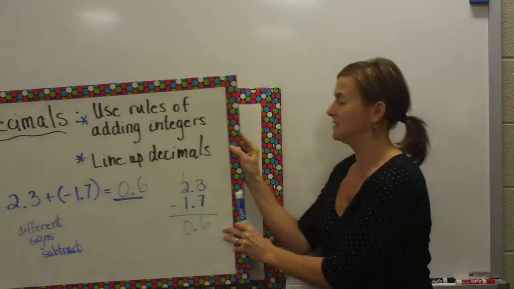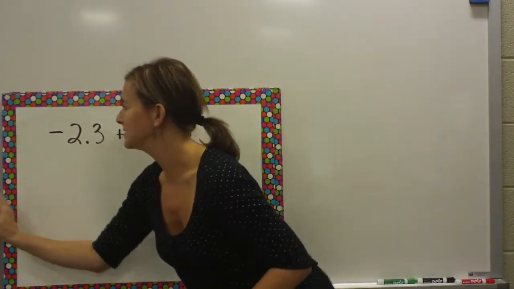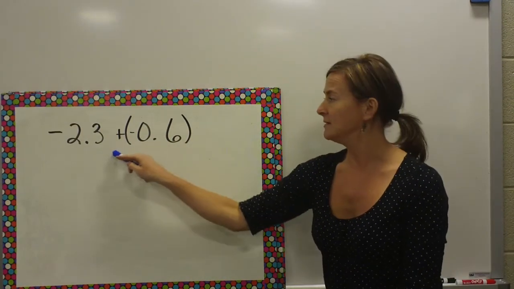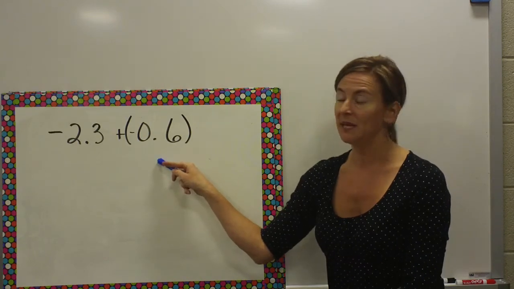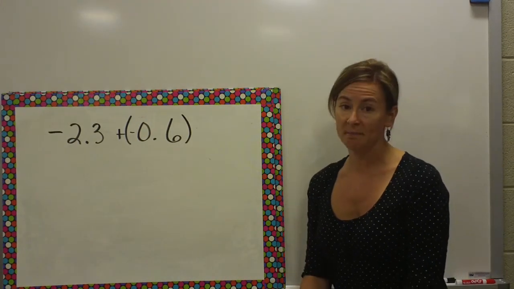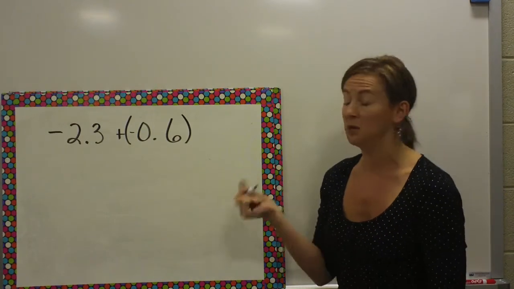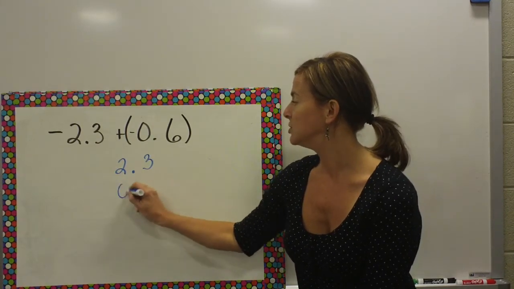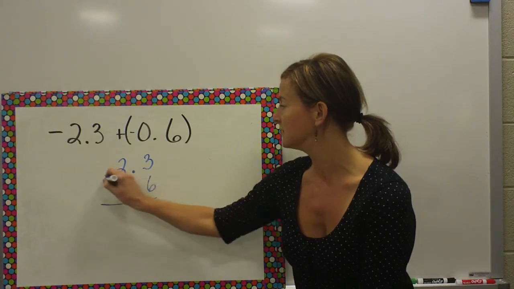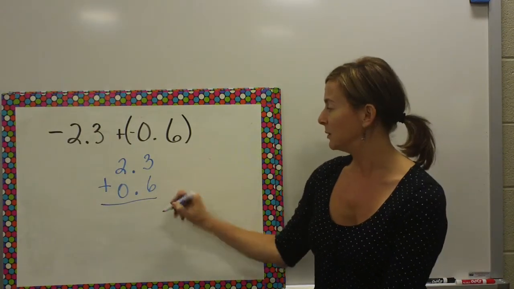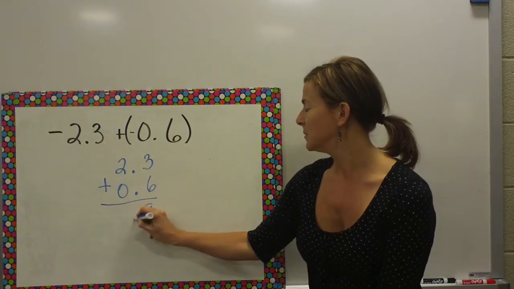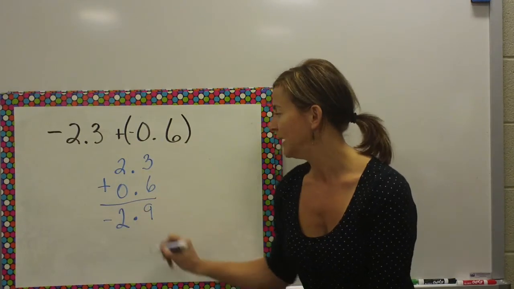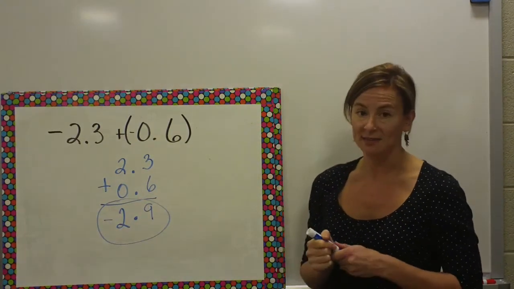Let's take a look at another example. This time, I'm adding a negative 2.3 and a negative 0.6. Because both of the signs are the same, I'm going to add and keep the signs. So I know my answer is going to be negative. So I need to line up the decimals, 2.3 and 0.6. And then I just add. 3 plus 6 is 9. Bring down my decimal point. 2 plus 0 is 2. Same signs, add and keep, they're negative. So my answer is a negative 2.9.